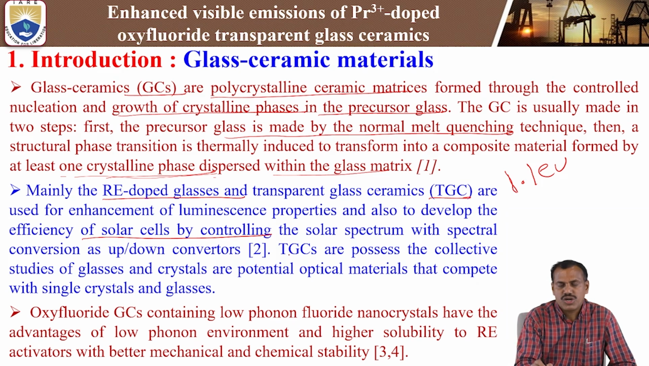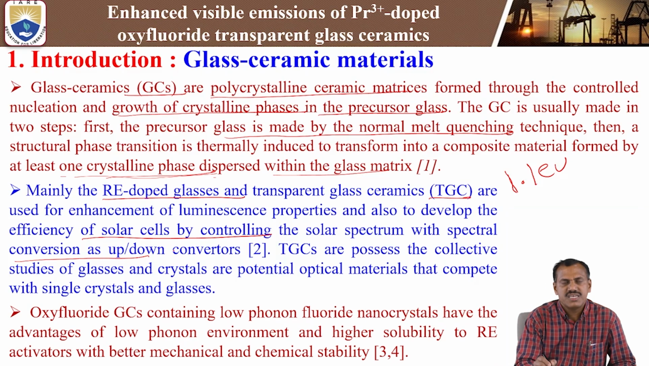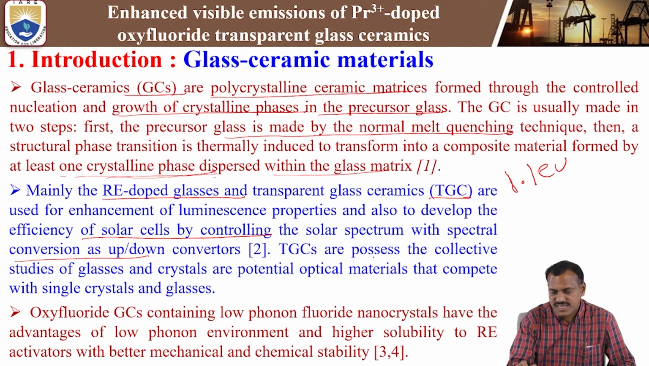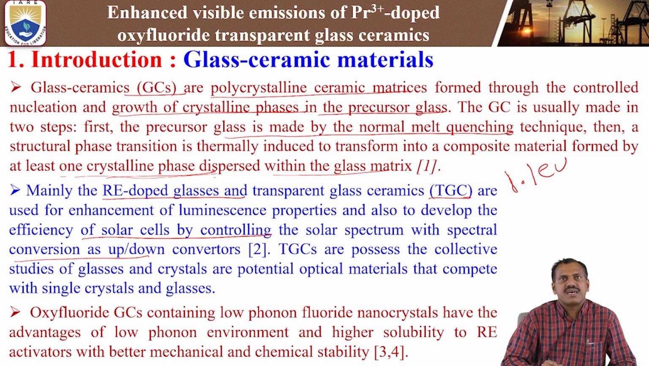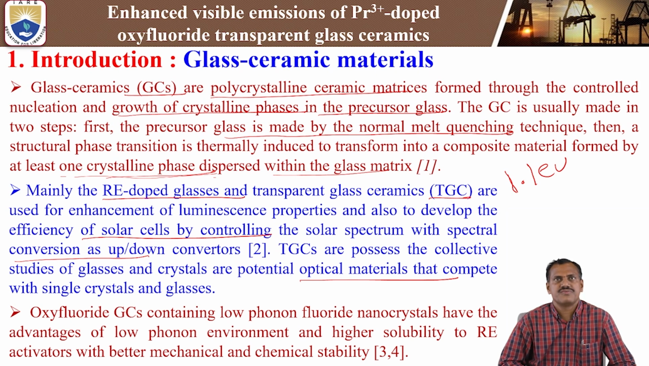We can use it to control the solar spectrum with spectral conversion, up conversion and down conversion converters. That means we can use it for down conversion emission or up conversion, that is Stokes emission and up conversion emission. That is why we can use it for up and down converters. Next, transparent glass ceramics possess the collective properties of glasses and crystals, and are potential optical materials that compete with single crystals and glasses. This way we can use different kinds of rare earth doped glass, transparent glass ceramics by controlling the nucleation process, and we can use them for solar cell applications also.